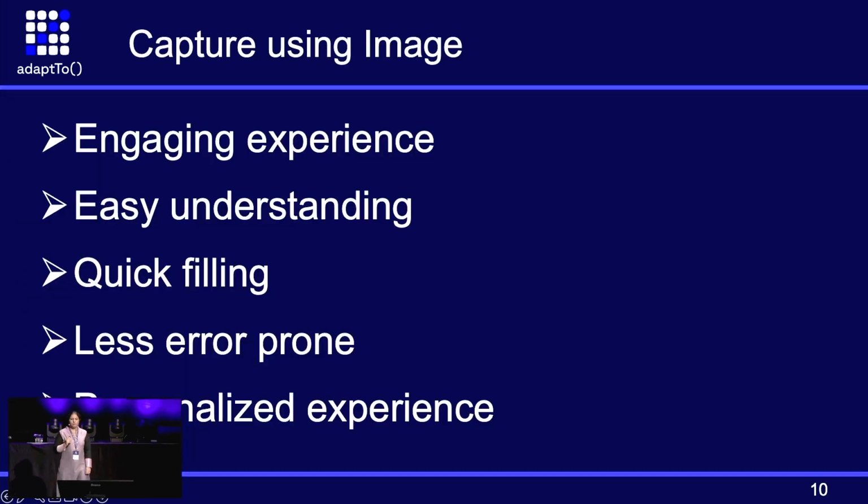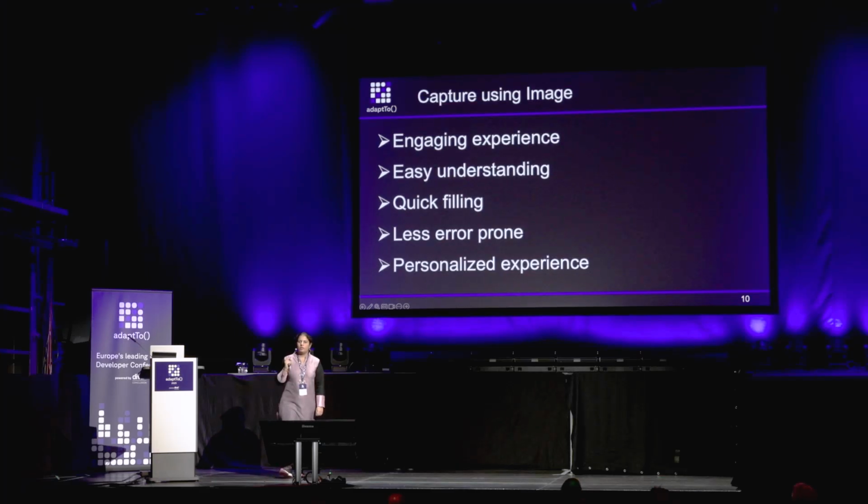The second strategy, capturing using image. So when we talk about image and form, there are two aspects to it. One is pre-fill, which we just saw. The other one is interacting through image and capturing data through that. So what are the advantages of using an image in a form? It gives a very engaging experience.